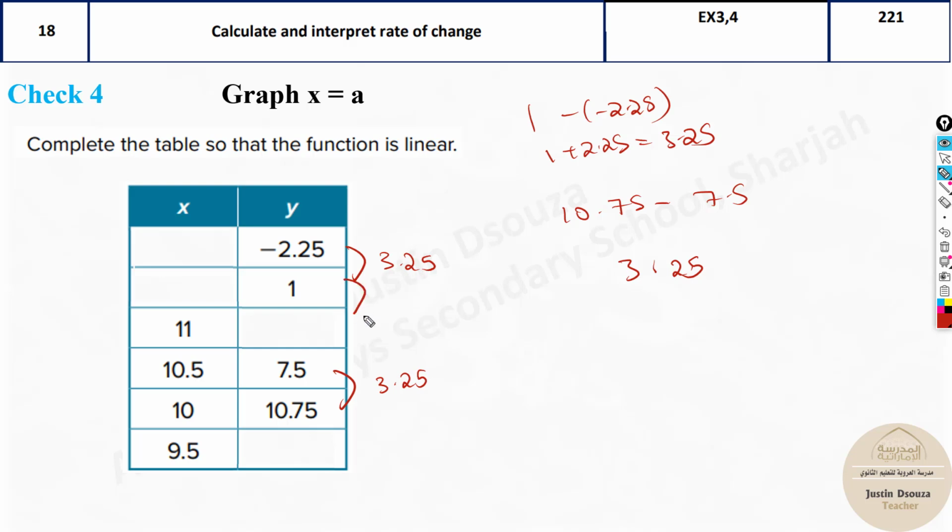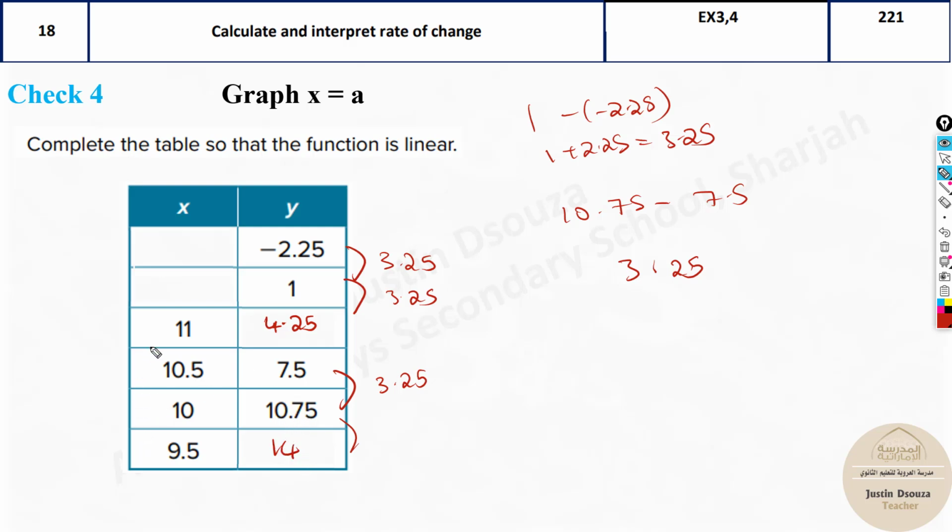Next term, what happens? It should be added by how much? 3.25. So to this term, add 3.25, it will be 4.25. And what about over here? You do the same thing, add 10.75 plus 3.25, it's going to be 14. Right? This .25 will make it 11, 11 plus 3 is 14.